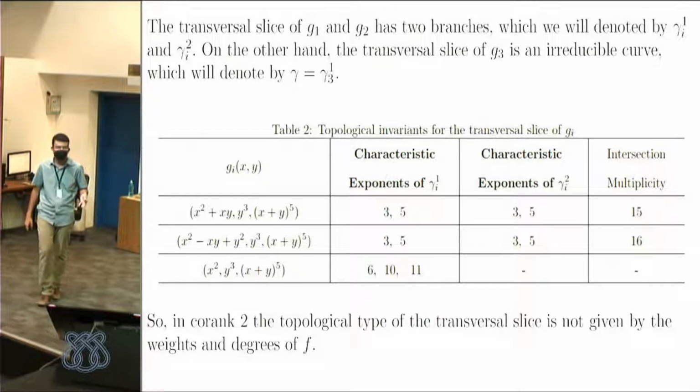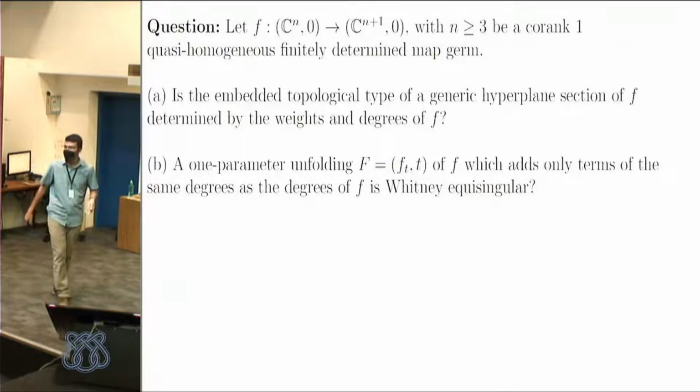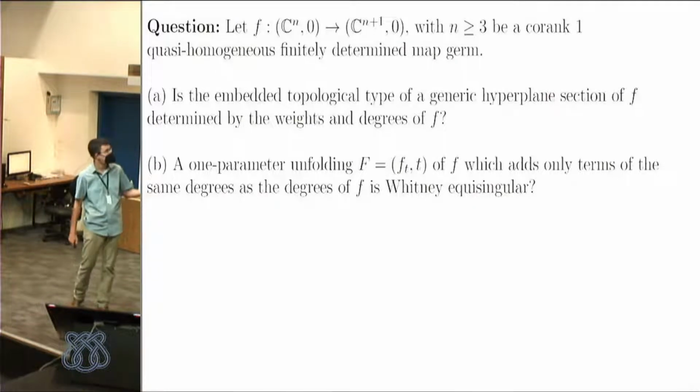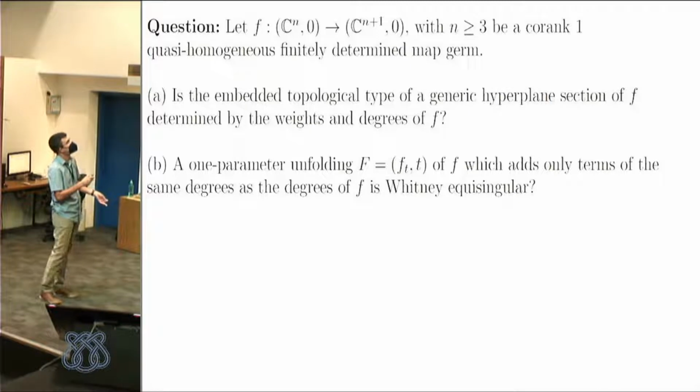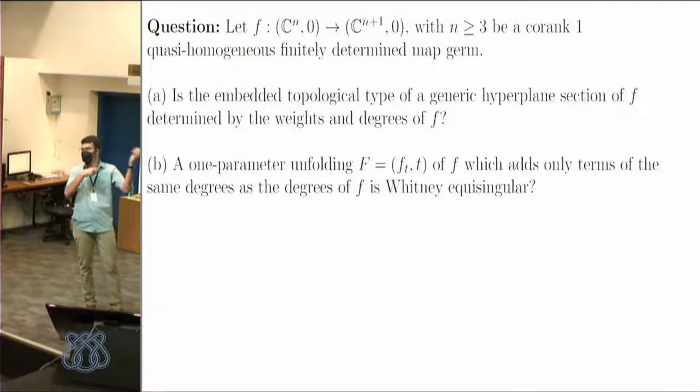Corank one is fair, but corank one is a special condition. So let's consider the problem for other dimensions. Let's consider the problem for a map germ from C^n to C^(n+1) with n greater or equal than 3, with the same hypotheses: corank one, quasi-homogeneous, and finitely determinate map germ. And we have two questions here related to the problems that I told in this talk.